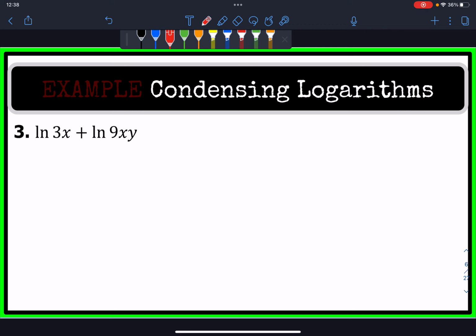One last example here. To condense this using natural log, same idea. We're simply going to multiply 3x with 9xy, and that's going to give us a total of 27x to the second power times y. So we have the natural log of 27x squared times y. So this is the condensed form of the natural log of 3x plus the natural log of 9xy. And there you have it.